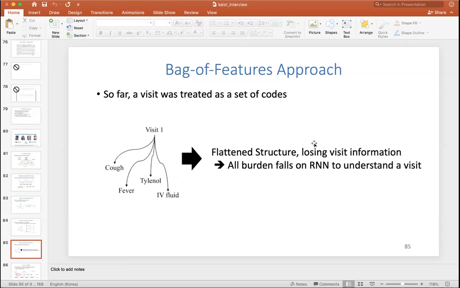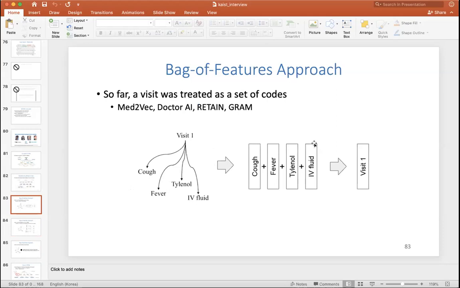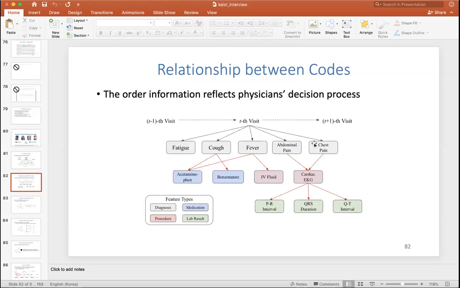When you simply add them up, you're flattening the structure and losing the hierarchical information within the visit. If you treat cough, fever, Tylenol, IV fluid, all those different events as equal types of information and add them up, you're virtually destroying this hierarchical information, because within the visit there's a diagnosis level, a medication order level, a procedure order level, and a lab result level. And they interact with each other, like these red arrows here.